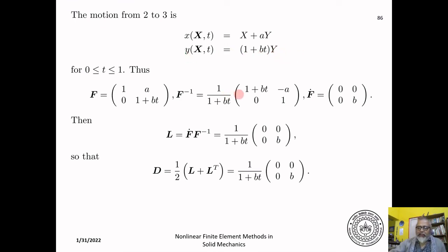Again, do the same thing. F is easy to calculate, F inverse, F dot, L and D. Just follow.